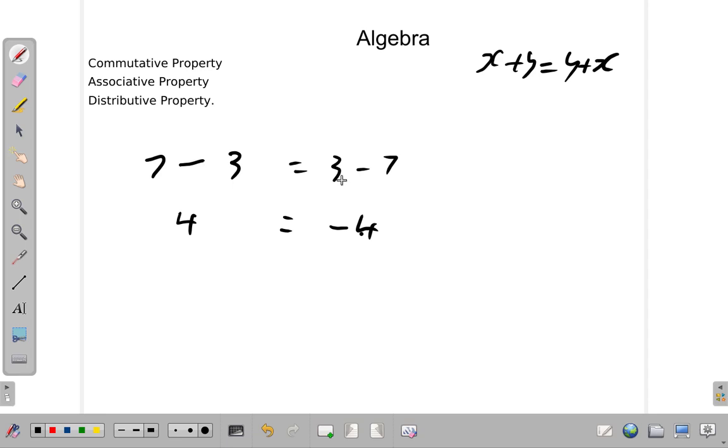Now, suppose you have $3 million in your account, but you owe $7 million. Your net worth is negative $4 million. So that's what this means. Alright? Now, the fact is 7 minus 3 and 3 minus 7 are not the same number, so subtraction does not have commutative property. Suppose we try multiplication.